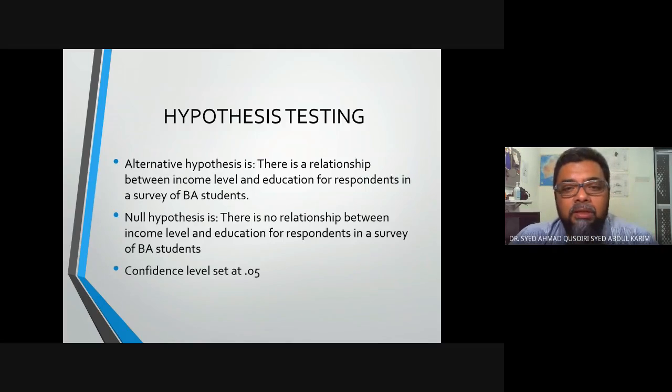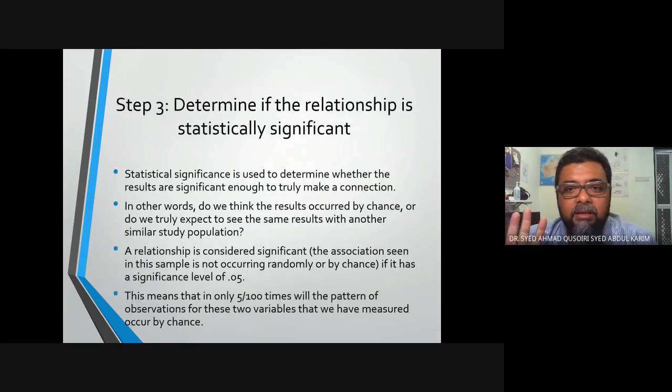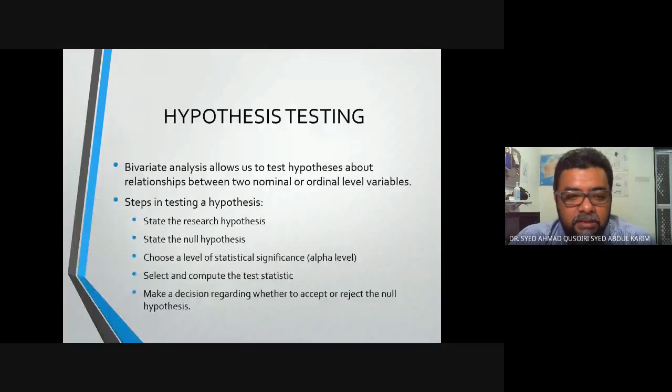So this study has set the confidence level at 0.05. That's not like the one that we have covered previously. The significance level, 0.05, meaning that only 5 out of 100 times the pattern observed will happen because of chance.